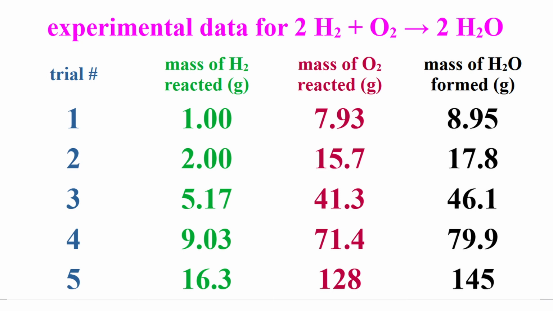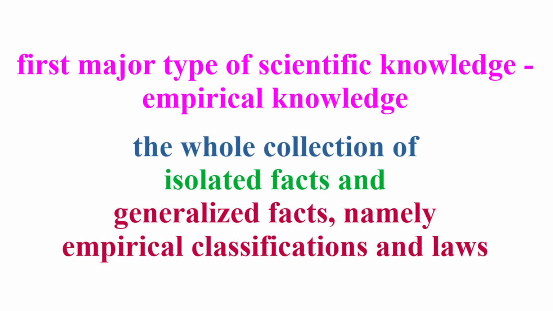0.13. A much more precise value of K2 is 8.9366 and that of K3 is 1.12600. The whole collection of isolated facts and generalized facts, namely empirical classifications and laws, constitutes the first of the two major types of scientific knowledge, namely empirical knowledge. Empirical means pertaining to observation. Speculation does not come into picture here.